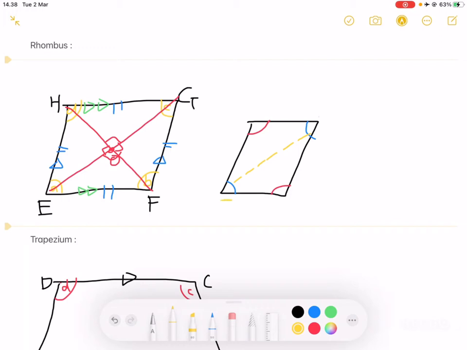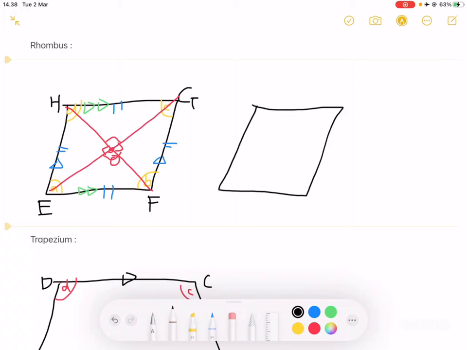So this blue angle must be equal to this blue angle since they are opposite angles, and likewise the red angles as well. And for the diagonals of a rhombus, which is like this and like this, although this may seem to be incorrect, they actually bisect each other at right angles. So all of these are right angles.